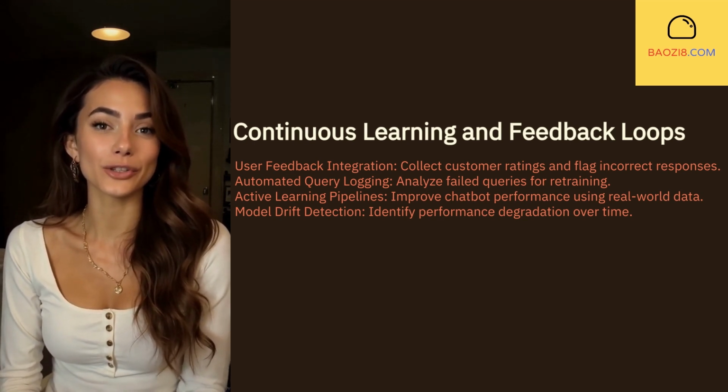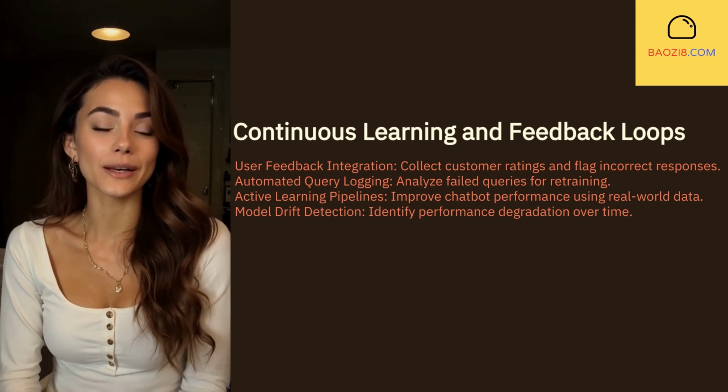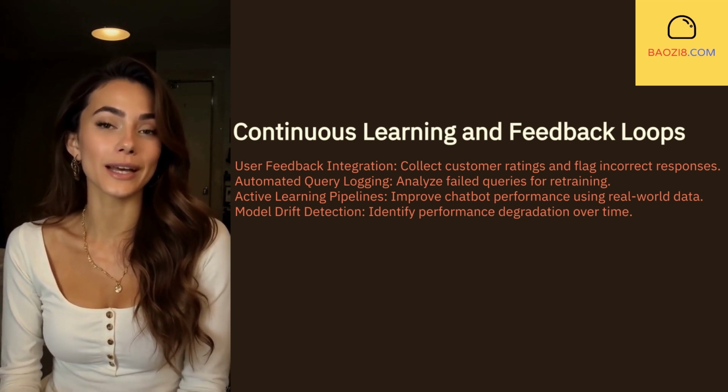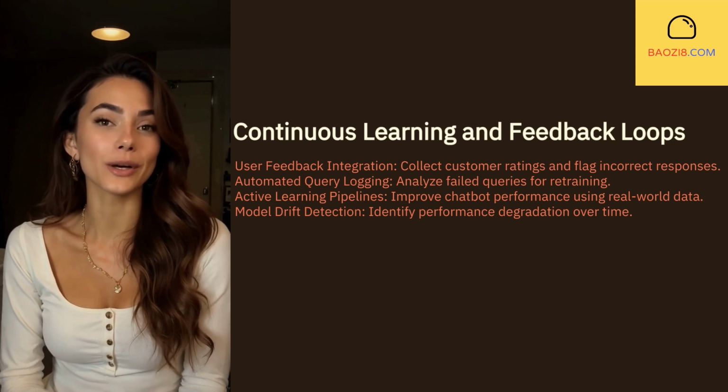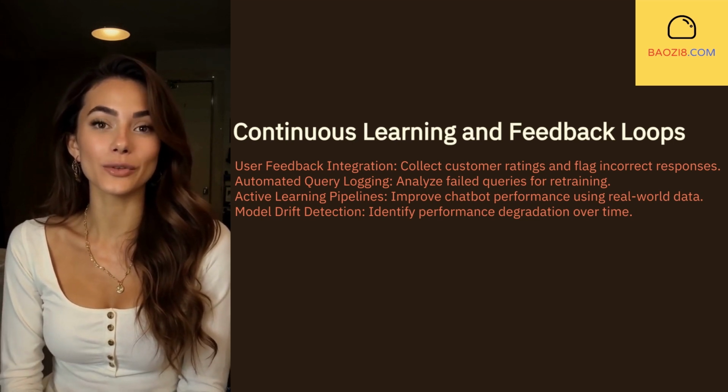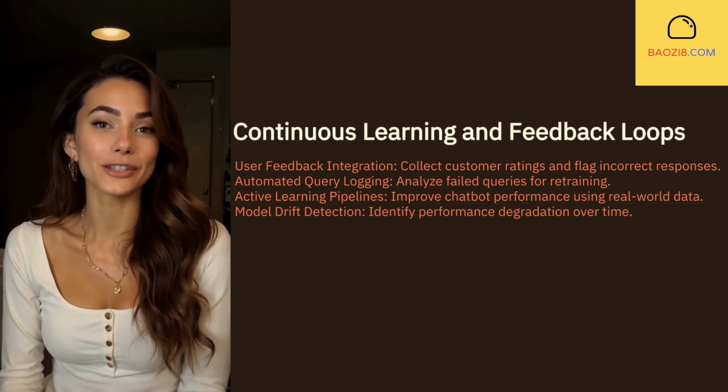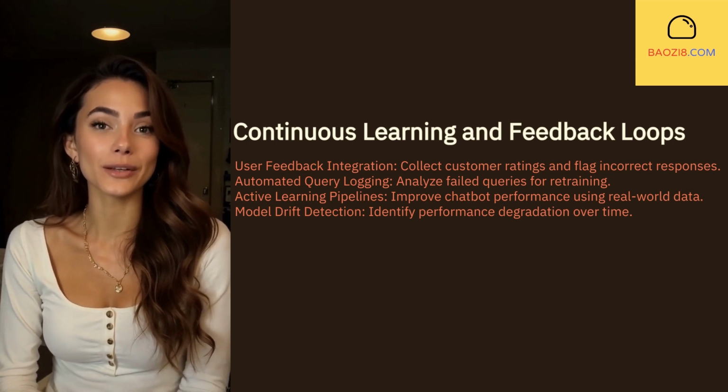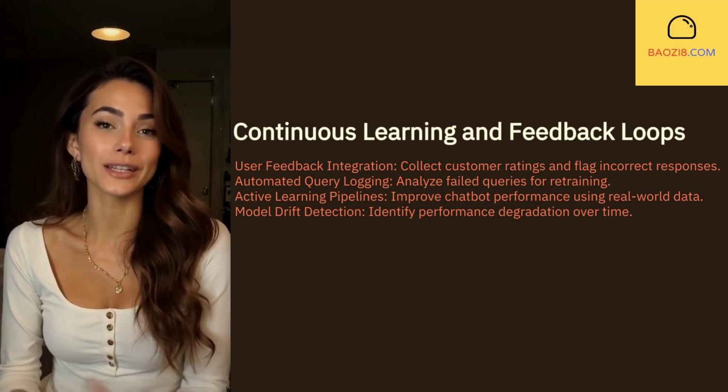Drift detection monitors changes in chatbot performance over time. If the model begins producing lower quality answers due to evolving customer trends or product updates, it signals the need for retraining. Automating this process ensures that the chatbot remains accurate, relevant, and responsive to user needs.